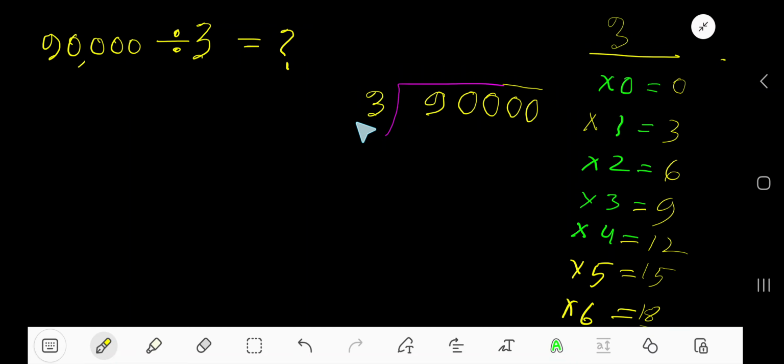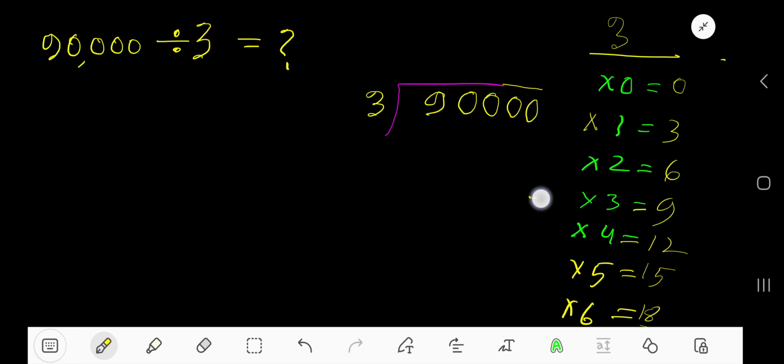90,000 divided by 3. Here 3 is a divisor, so we need the multiplication table of 3. 3 times 0, 0; 3 times 1, 3; 3 times 2, 6; 3 times 3, 9; 3 times 4, 12; 3 times 5, 15. To find the multiplication table of 3, just add 3 to the previous result: 0 plus 3, 3; 3 plus 3, 6; 6 plus 3, 9; 9 plus 3, 12.